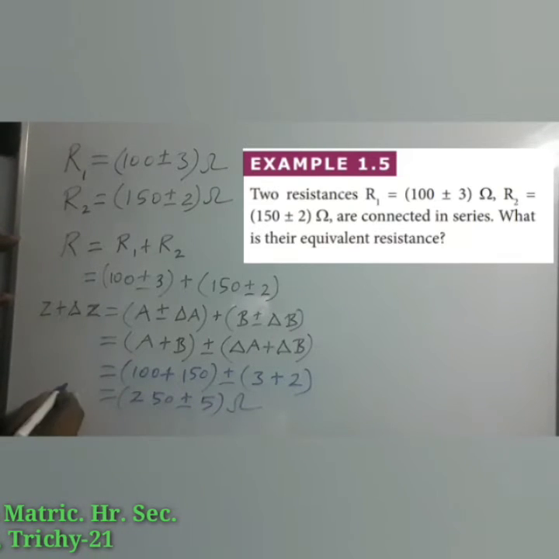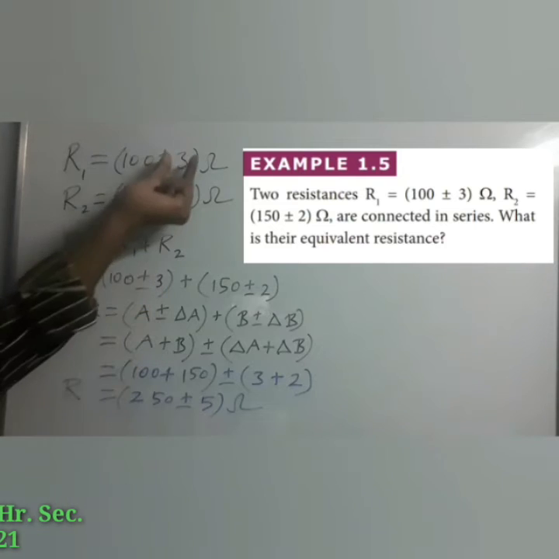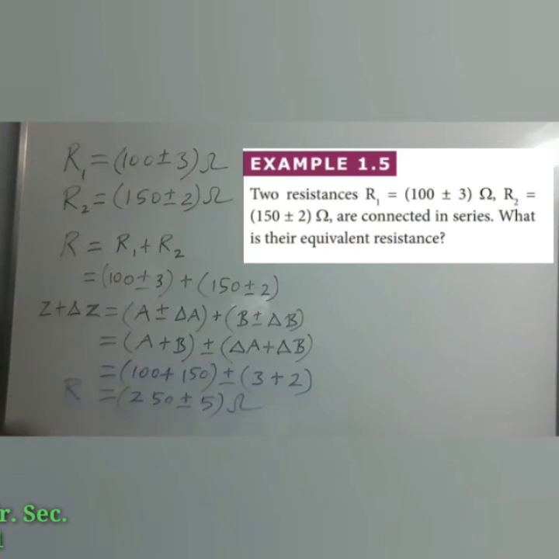ohm. It is only the equivalent resistance. So the equivalent resistance value is not exactly 250 ohm. There will be an error, plus or minus 5, because in the individual quantities there is an error, so that will reflect in the equivalent resistance also.